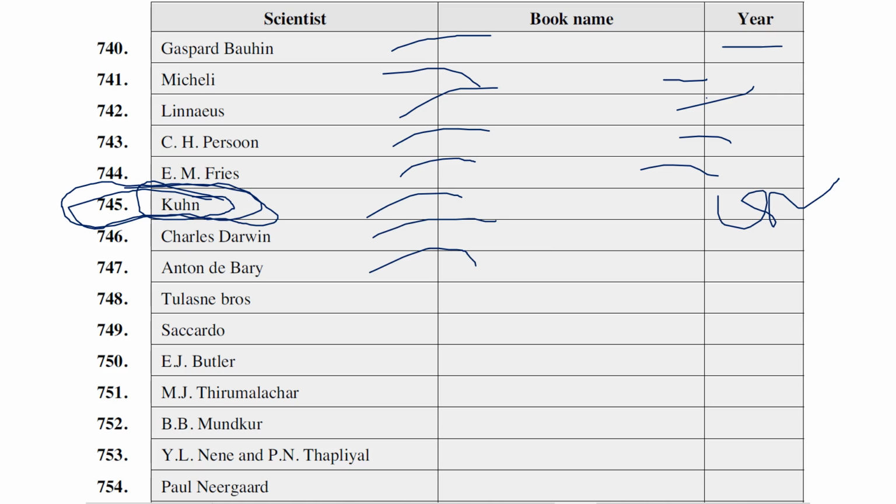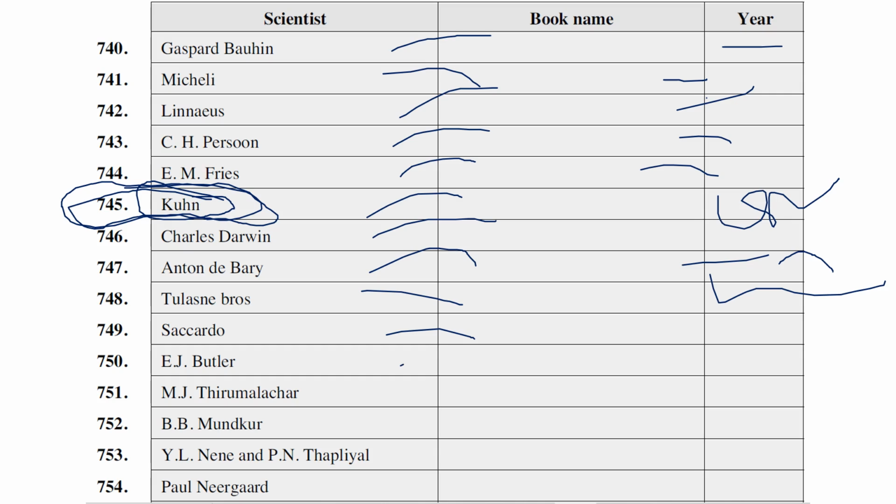Anton de Bary, Comparative Morphology and Biology of the Fungi, Mycetozoa and Bacteria, 1866, and the English translation happened in 1877. Garnsey and Balfour, two other persons, have done it. Tulasne brothers, there are 2 books and one important book is Selecta Fungorum Carpologia, published between 1861 and 1865, I think. Sylloge Fungorum, around 25-26 volumes, published between 1882 and 1931.